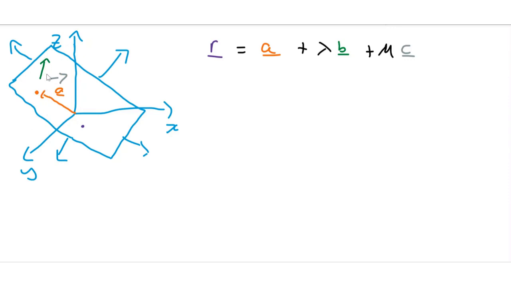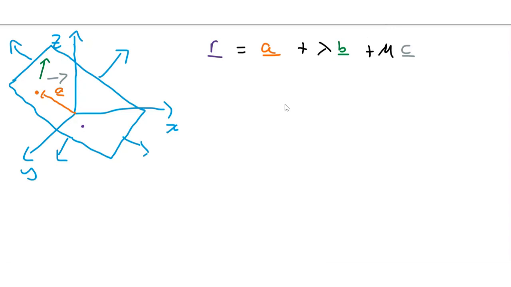Okay, because from a, to get to a point, we can go a certain amount of b's, maybe back a little bit. So maybe we'd go negative b a couple of times, and then a certain amount of c would get us to that point. And we can do that for any point on the plane. So that's our equation. I want to talk about this. When we say b and c are on the plane, it means that once we're on the plane, they keep us on the plane. That means they run parallel to the plane.